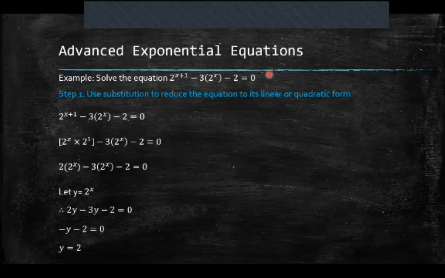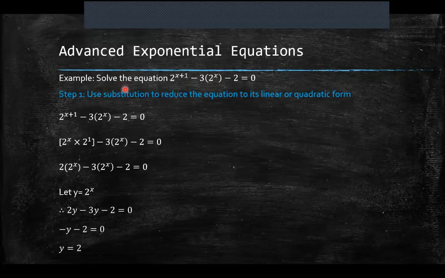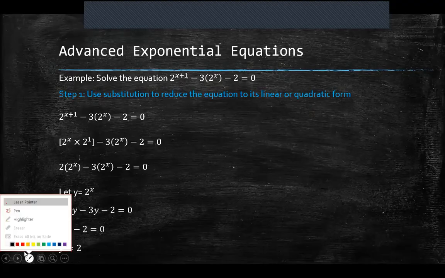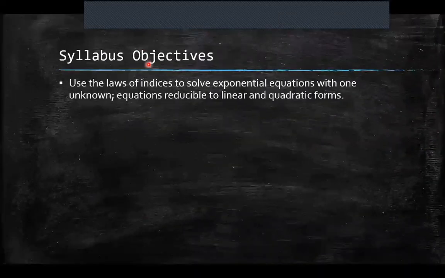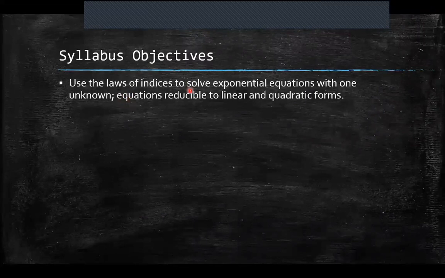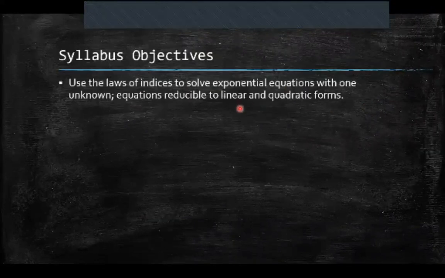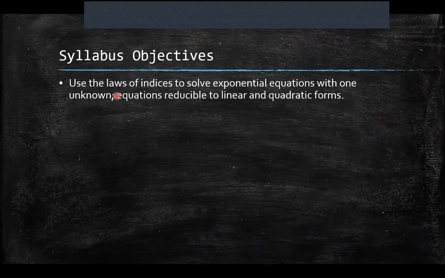So step 1, use substitution to reduce the equation to its linear or quadratic form. I just want to show you one thing. Look at your syllabus objectives. Equations reducible to linear and quadratic forms. So that's where we are right now, right? According to this, those exponential equations we were doing just now can be reduced, so they can be rewritten into linear form or quadratic form. So we did this already, linear form, that would be this form. So y is equal to mx plus c.